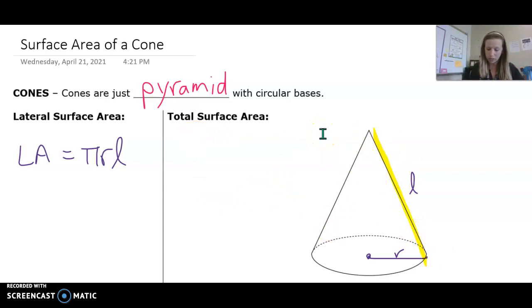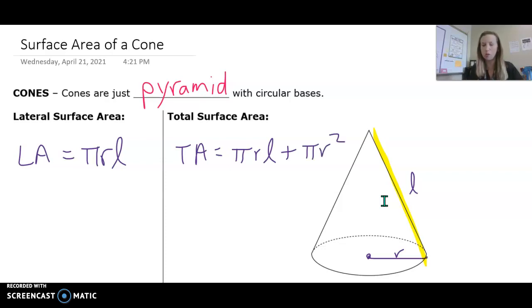Now to find total surface area, so we're going to call that TA. It is the lateral surface area all around, but now we're including the base. The base is a circle. So think for a minute, how do you find the area of a circle? Hopefully we thought about it in our head and got it. We're adding on the base, which is a circle. The area of a circle is pi r squared. So now we are going to use those formulas to do an example together, okay?